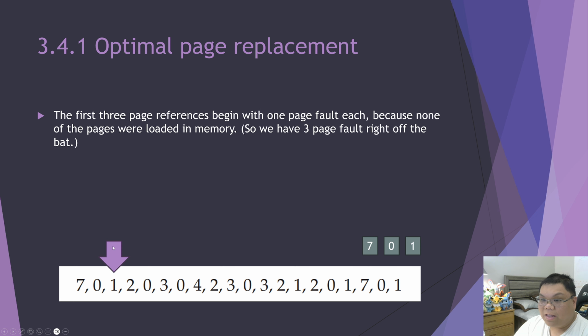When we read the first 3 pages, we read page 7, that's a page fault because it's not there. We read page 0, that's a page fault because it's not there. We read page 1, that's a page fault because it's not there. So, right off the bat, we have 3 page faults.